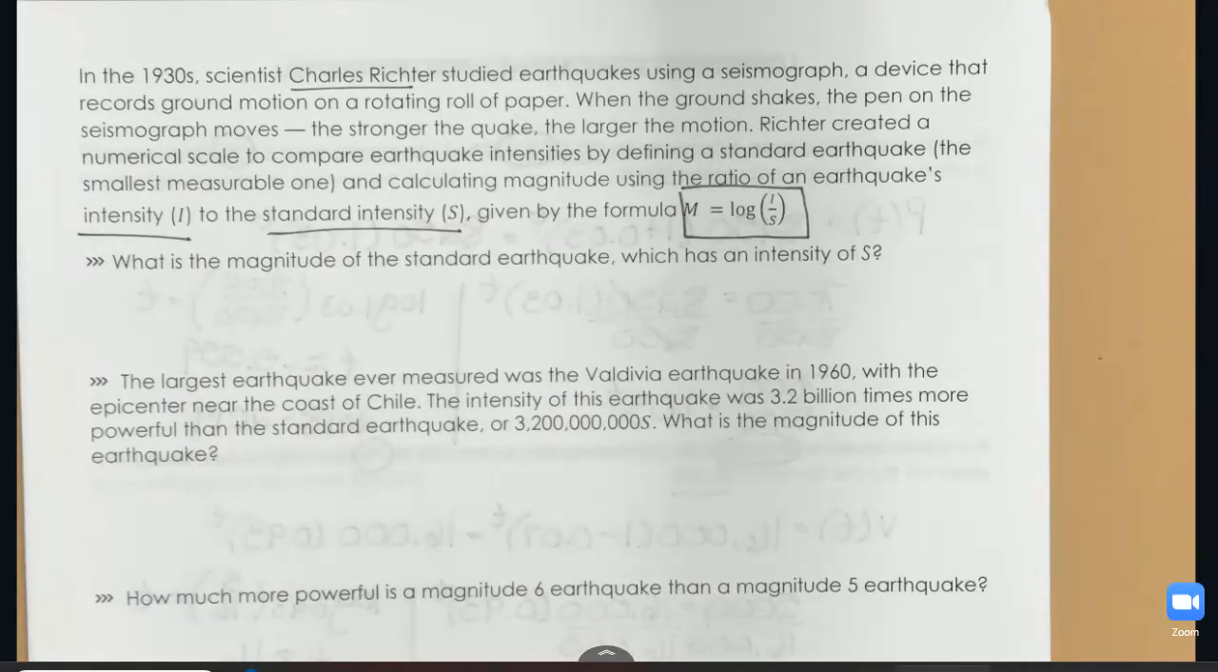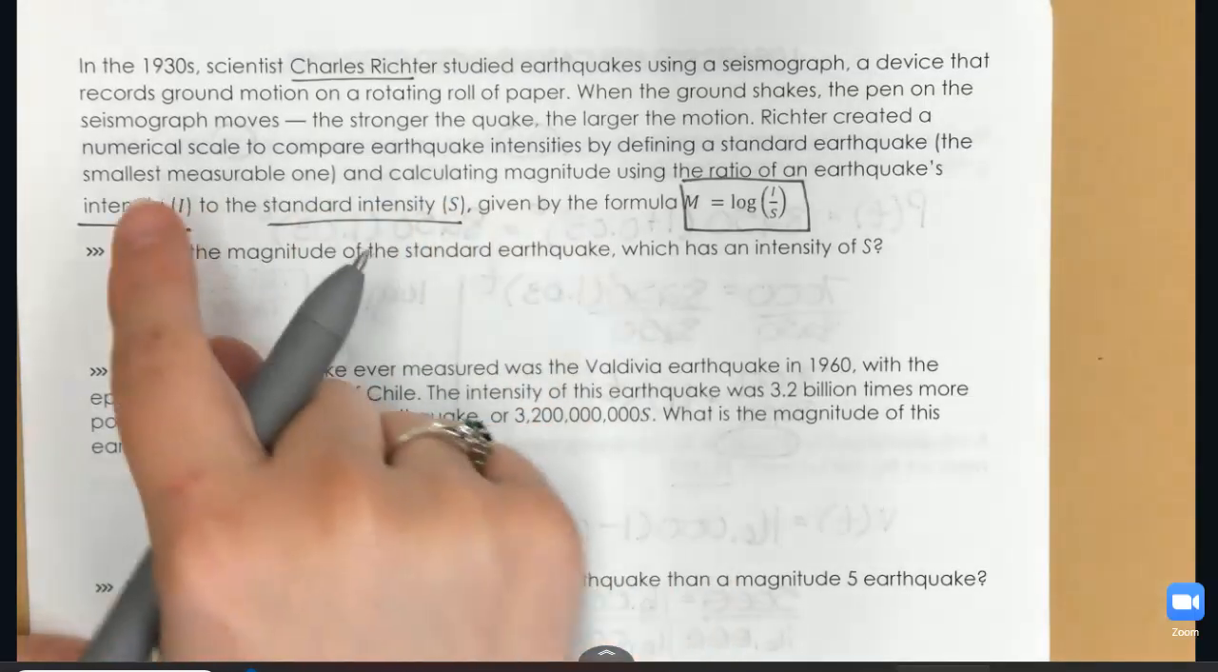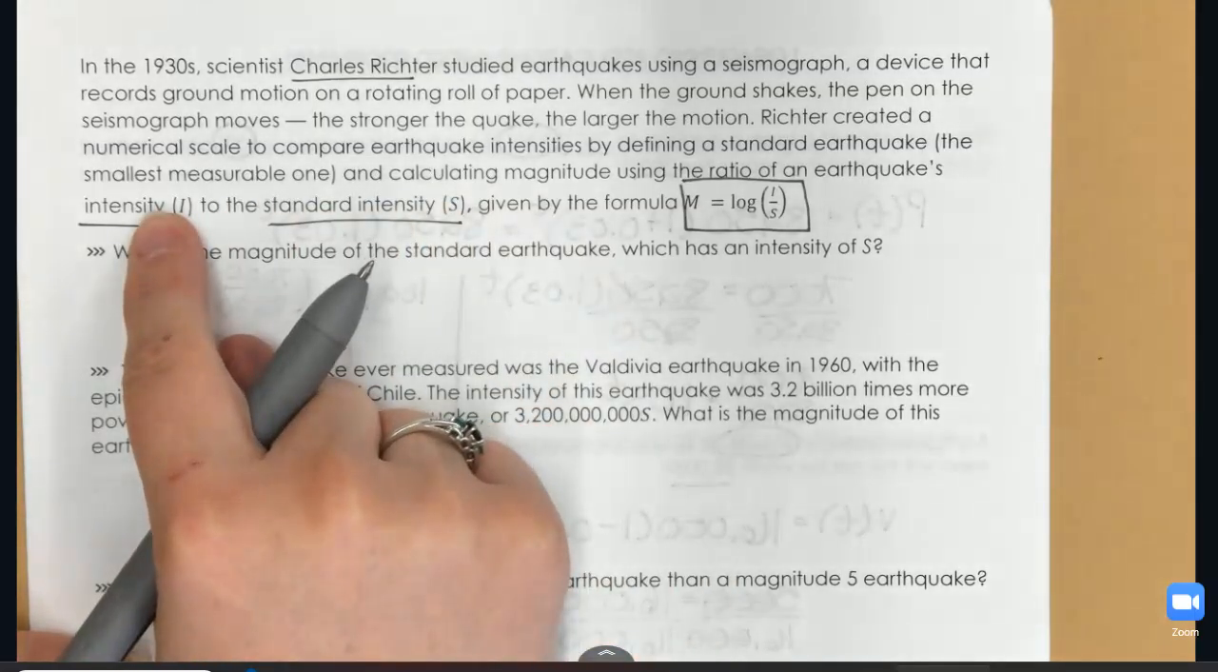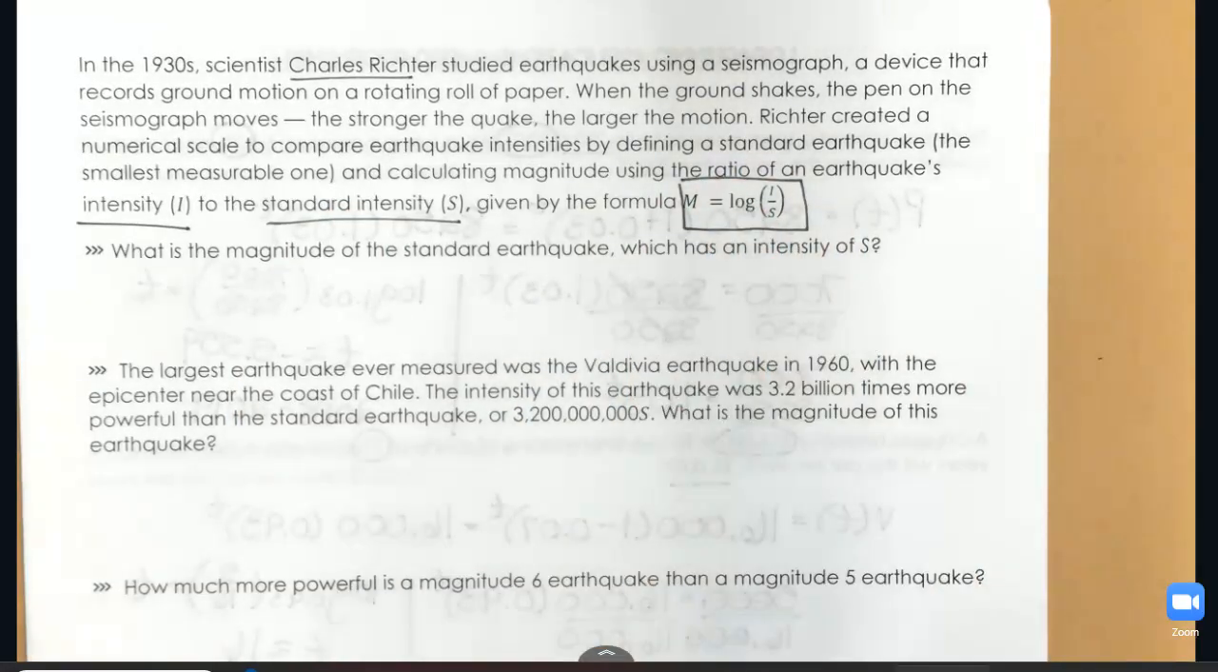So even under your feet right now, tectonic plates are shifting. There is intensity, but you don't feel it because it's so minuscule, so we call that the standard. What we're comparing is the intensity of an earthquake we can measure to the standard, and that is what goes into your log to calculate magnitude.